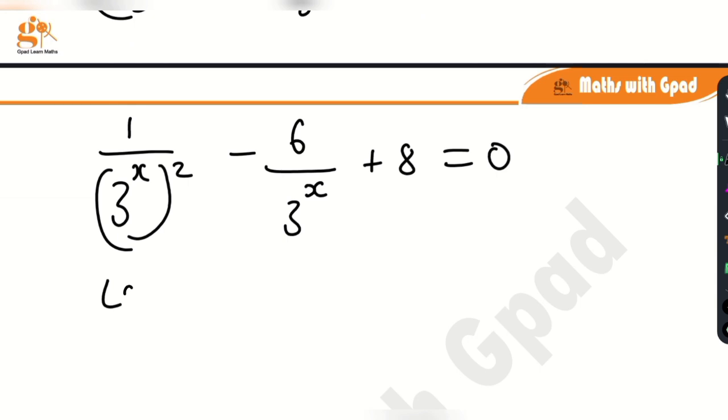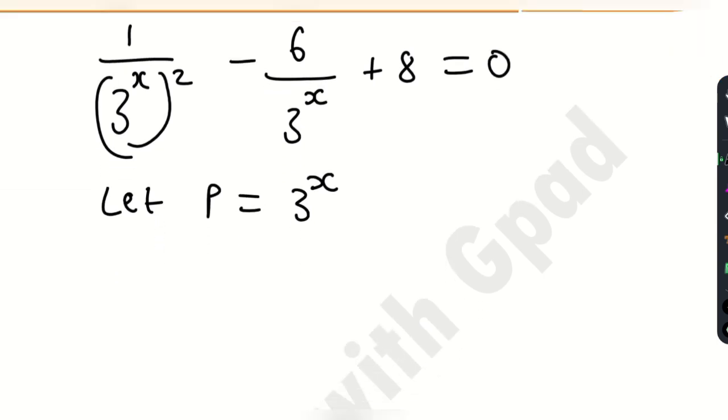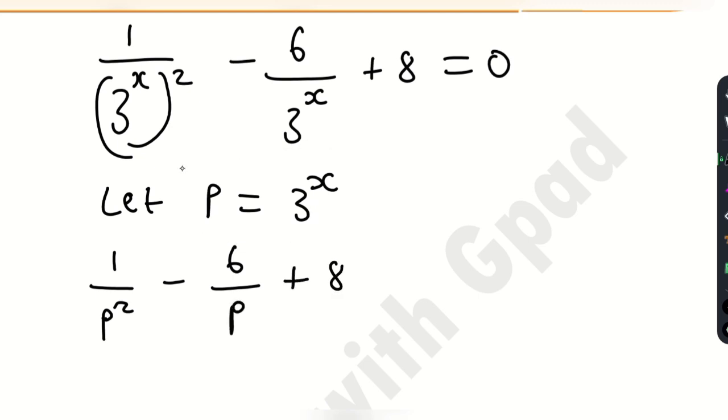Here I can now say let's use p. Let p be equal to 3^x. Again, I'm doing this to have a very simple equation. So this will be 1 over, you remember 3^x is p, so that will be p squared, then minus 6 over p, because p is set to 3^x, then plus 8 is equal to 0.